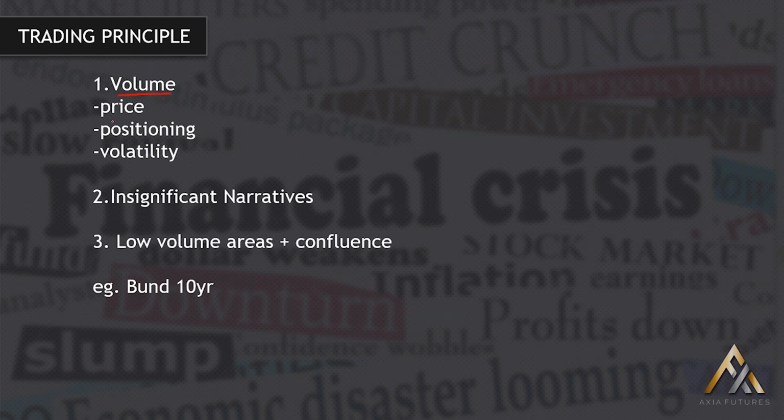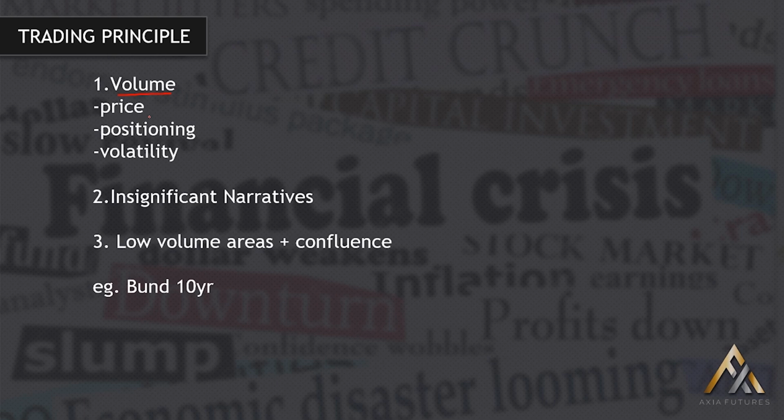The problem is that we can't just look at volume in isolation. We need to look at volume plus price. Is there high volume and price going up, or high volume and price going down? Vice versa, is there low volume and price going up, or low volume and price going down? What about positioning? Does high volume with a trend-like move tell us there's new positioning in the market, or does it tell us there's an unwinding of positioning?